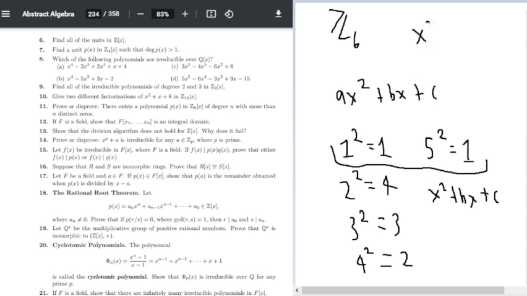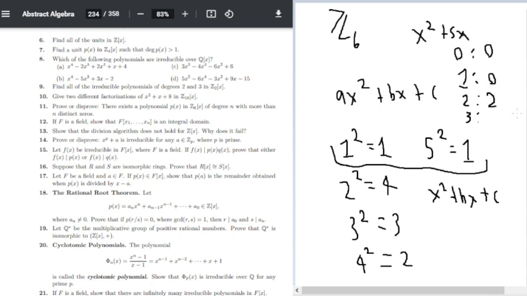What if we have x squared plus 5x? At 0, we have a 0. At 1, we have another 0, because 1 squared plus 5 is 6. At 2, we have 4 plus 10 equals 14, which is 2. At 3, we have 9 plus 15.